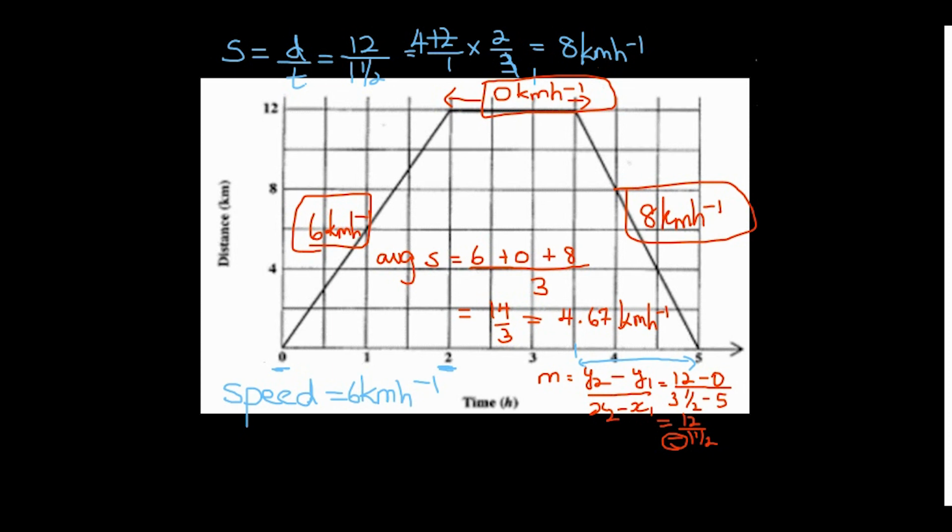Alright? And even if you decided to do something like this, the total distance covered would have been 12 kilometers to go to whatever this location is, and then 12 kilometers to come back. Right? So that's a total of 24 kilometers being covered, and then you took a total of 5 hours to do the entire journey. So you wouldn't really get the same exact 4.67, you'd end up getting 4.8 kilometers per hour. But if ever they ask you for average speed, this is what you're doing.